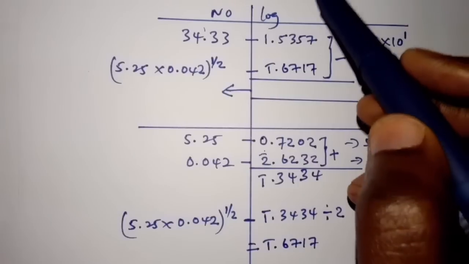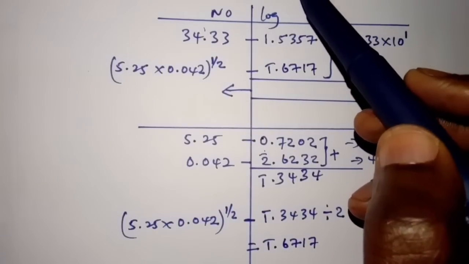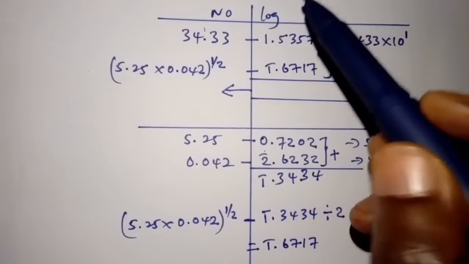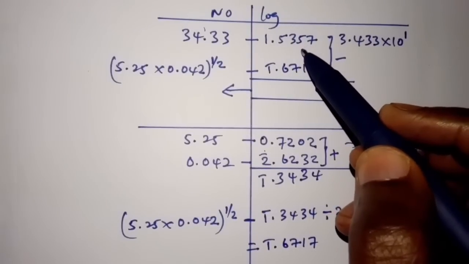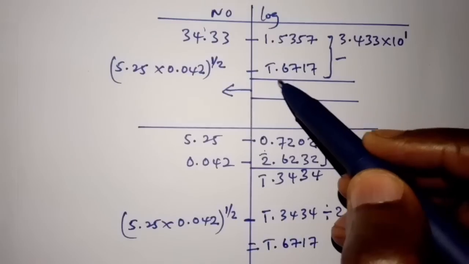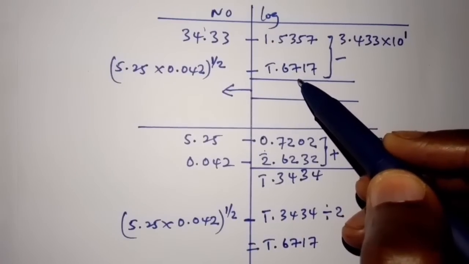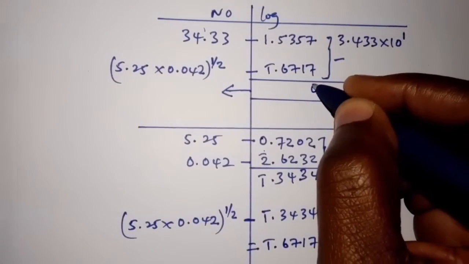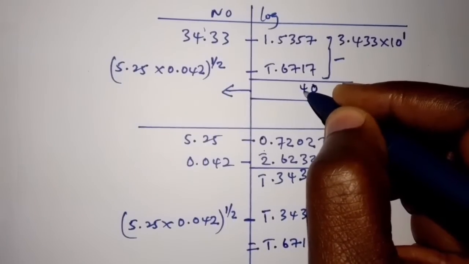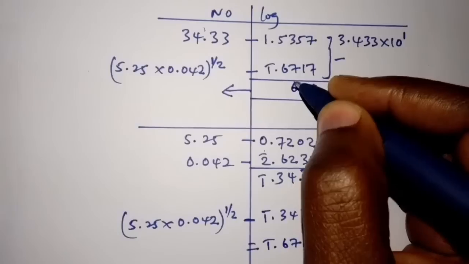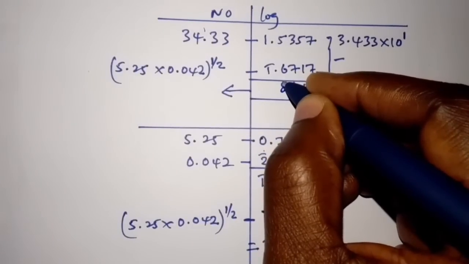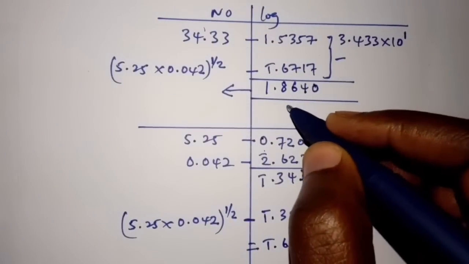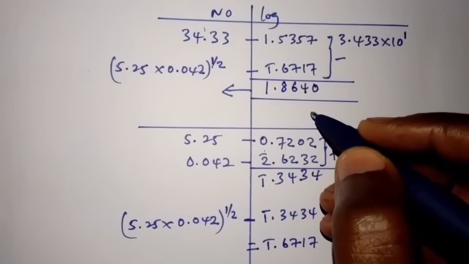And now we subtract the denominator from the numerator. So that is 1.5357 minus bar 1.6717. So when we subtract, we end up with 1.8640.